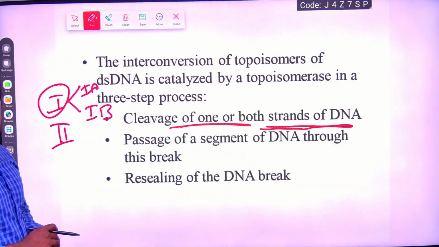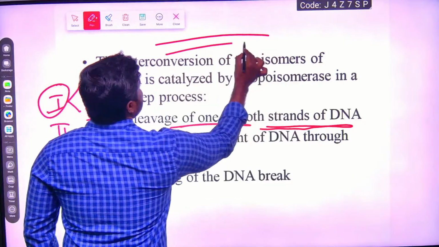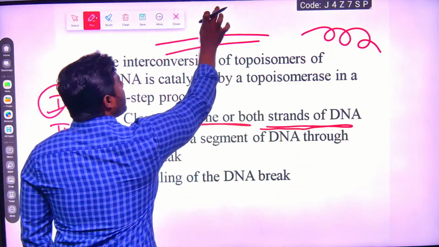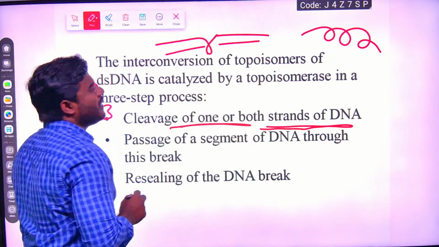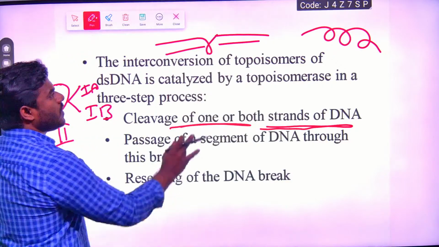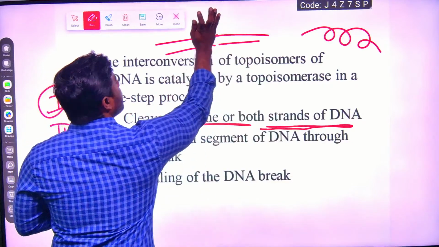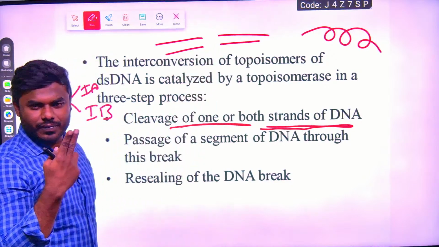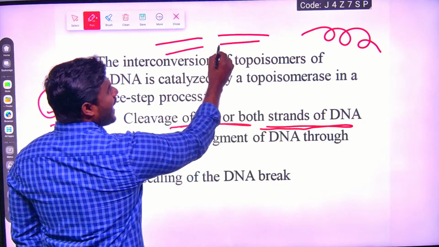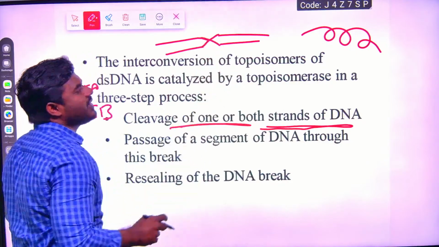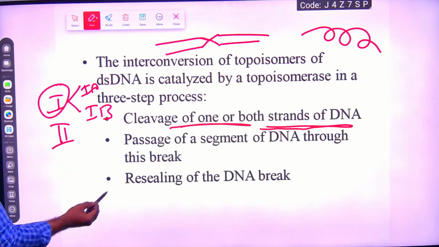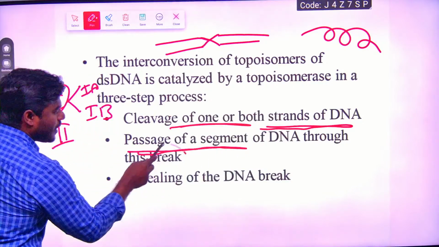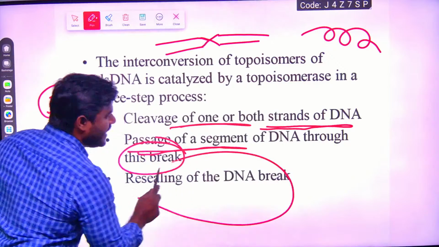So what's the mechanism? Simple mechanism. Consider this is the DNA. This is how the coiling occurs. Consider exactly here coiling occurs. Now tell me, what should I do? I will first break it. First I will create a nick. What do we call it? Nick. Through that gap we will pass the segment and again seal that particular nick. So first cleavage of one or both strands of DNA, then passage of one segment through that break, then sealing the nick.